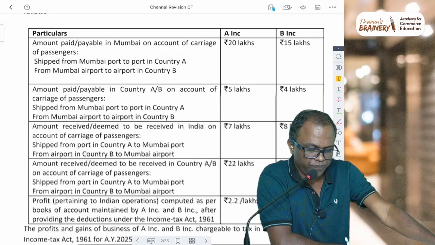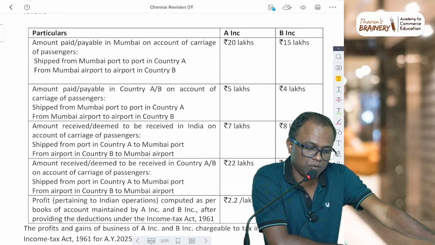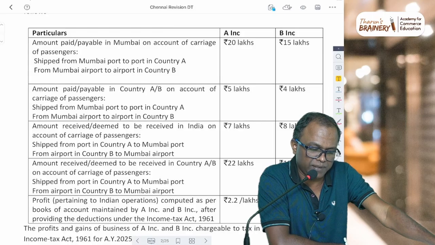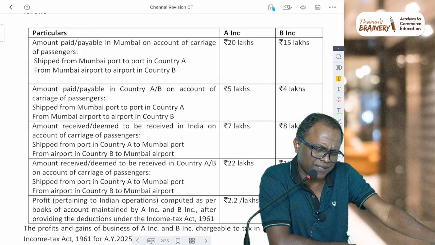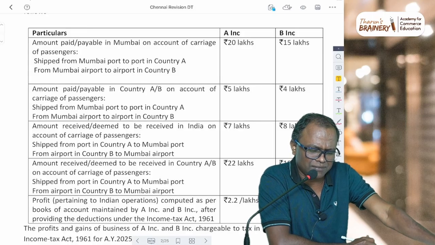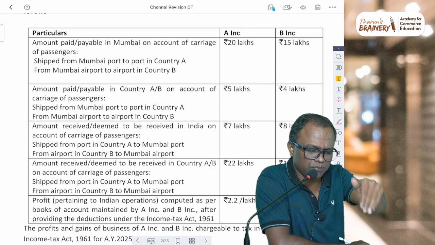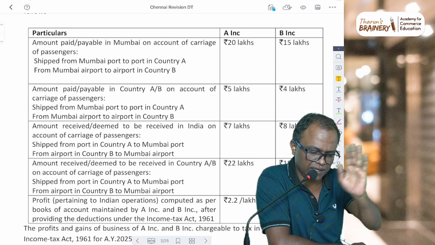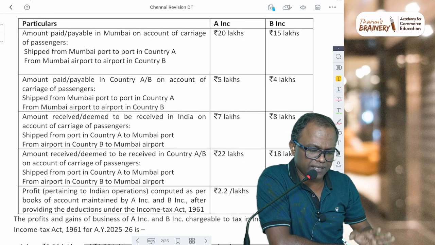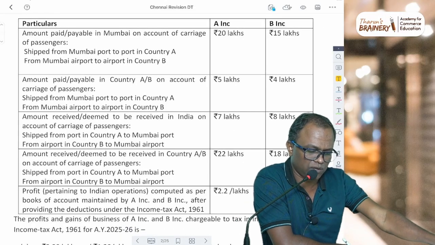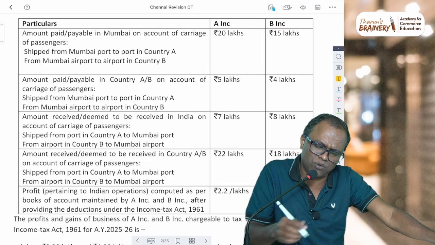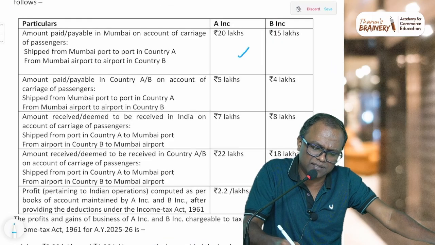Okay, first one. Amount paid or payable in Mumbai on account of carriage of passengers shipped from Mumbai port. All other conditions, no need to worry about that because the originating port is in India, it is Indian income. We have to consider that: 20 for A and 15 lakhs for B. Amount paid or payable in country A or B on account of carriage of passengers shipped from Mumbai port. Again that should also be considered because the origin is from India.